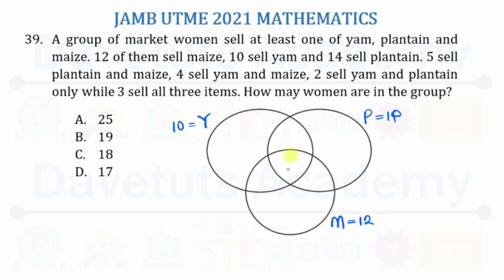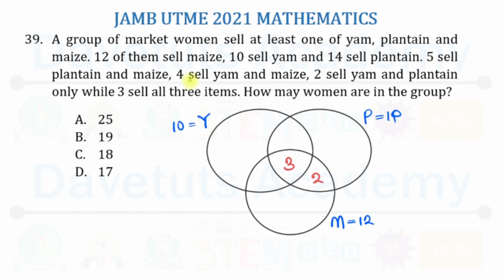So now, if you are to start from the conjunction of all the 3 of them, the number that sell all 3, you can see that we are told that 3 sell all 3 items. So this is 3, common to the 3 of them. And then let's go backwards. They said 5 sell plantain and maize. This is plantain, this is maize. Their point of intersection is this region here, and they said it constitutes 5. Now, out of those 5, we have already taken 3 as selling all 3. So this will be 5 minus 3, which will be 2.